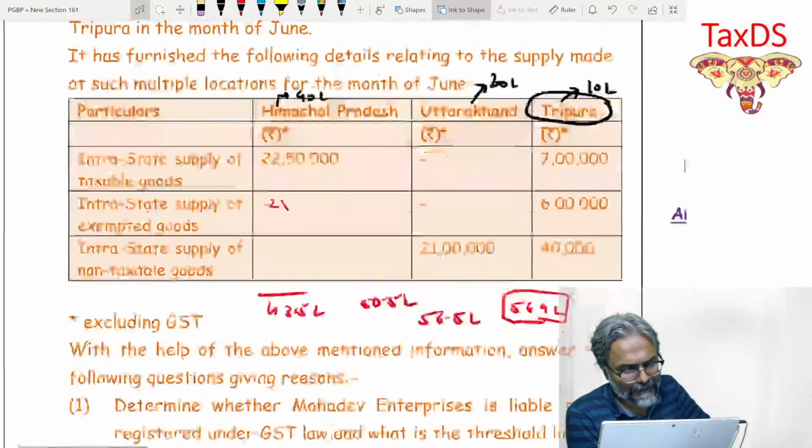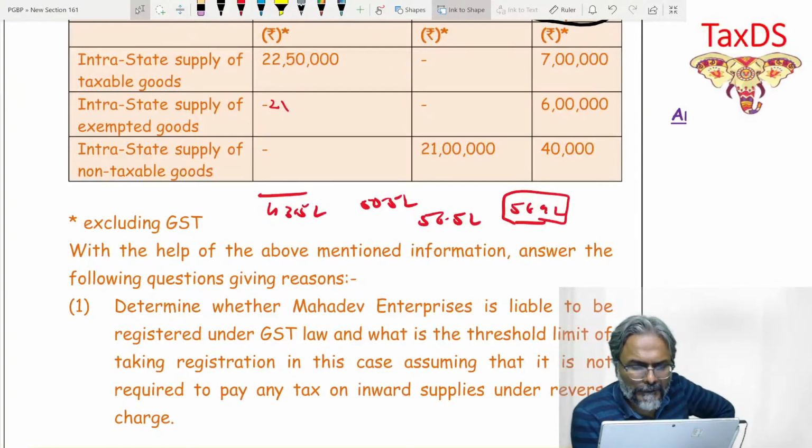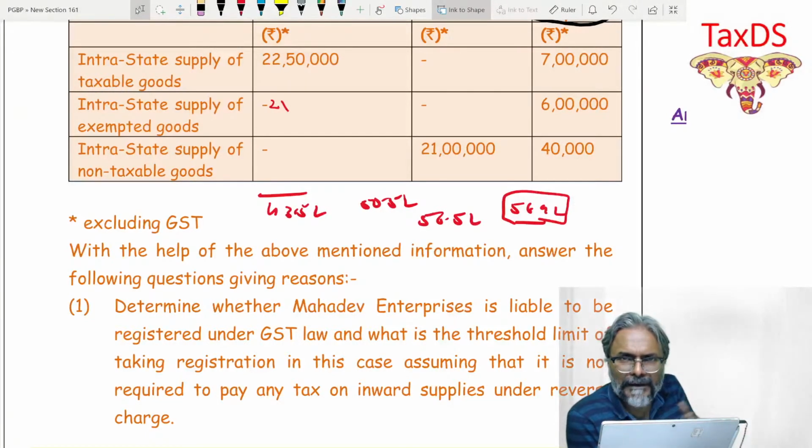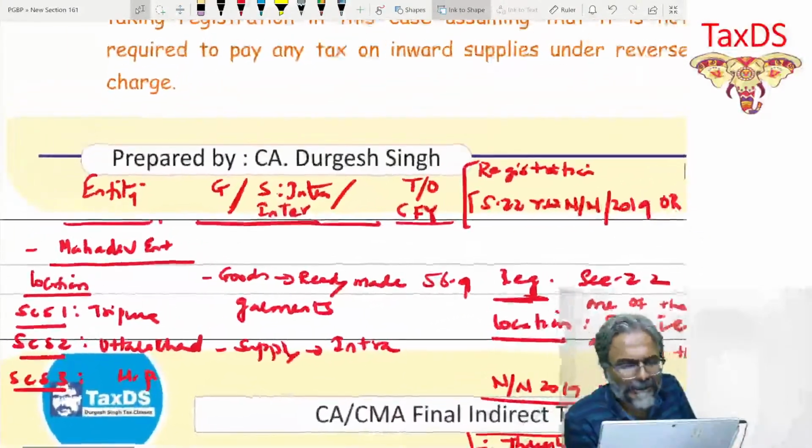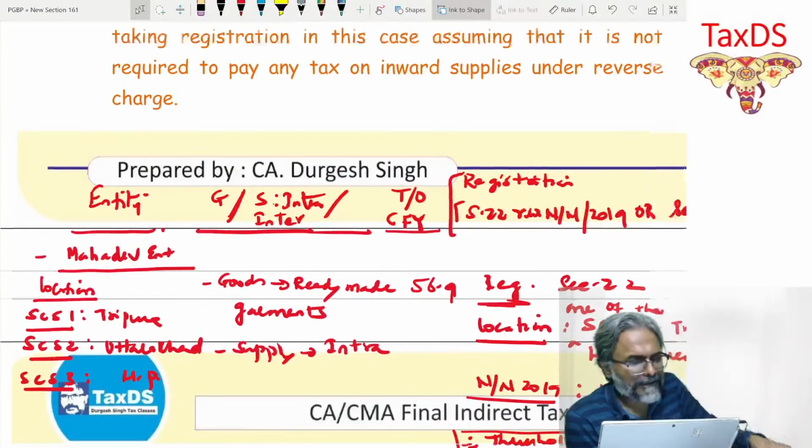Okay. With the help of the above mentioned information, answer the following questions giving reasons. Determine whether Mahadev Enterprise is liable to be registered under the GST law, and what is the threshold limit for taking the registration in this case, assuming that it is not required to pay any tax on inward supply under the reverse charge mechanism. So that is the normal answer that we are supposed to write. Now here, students, obviously if you see the kind of answer, again you will get intimidated. You will understand what they have written, but the challenge is obviously how to reproduce it. So students, if you would want, just take a note of this particular presentation technique, all of you.